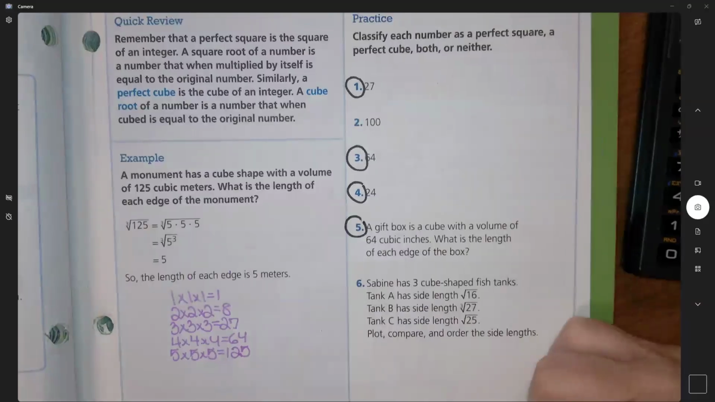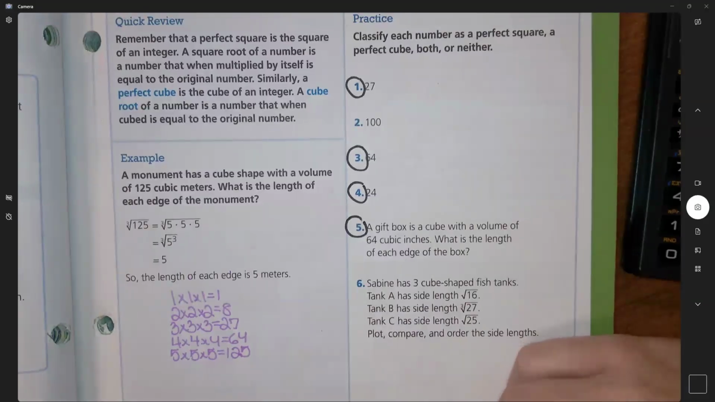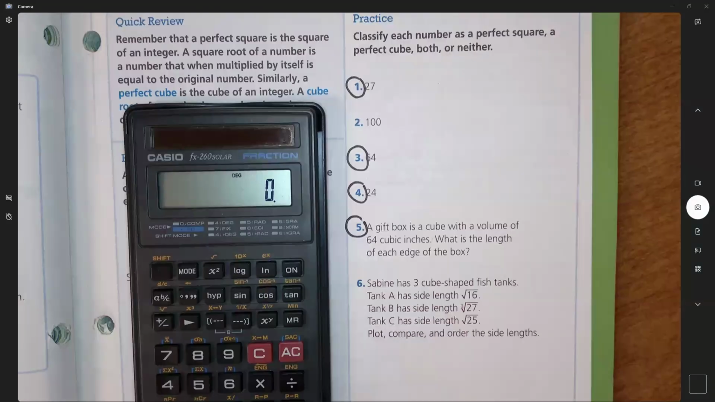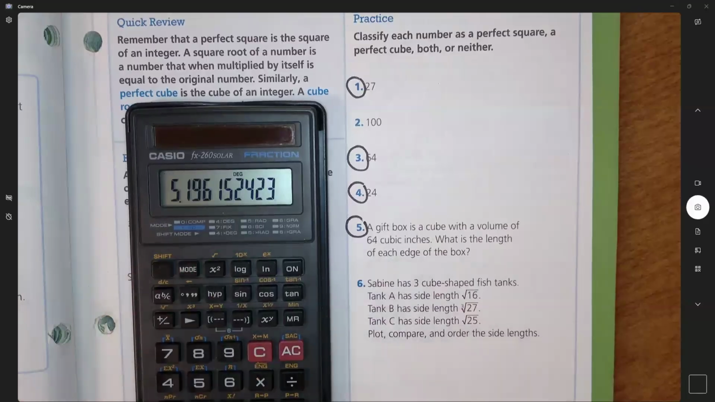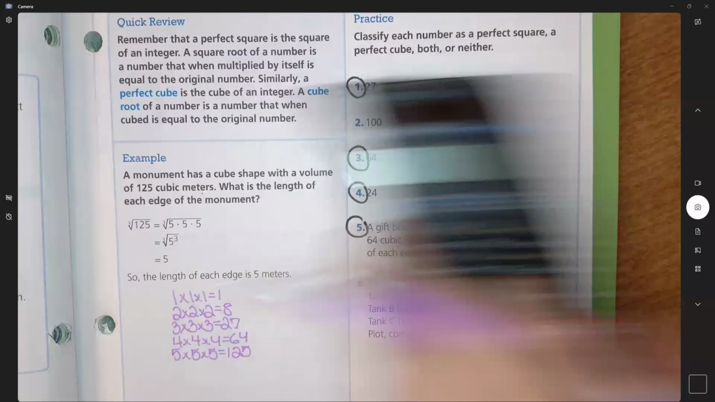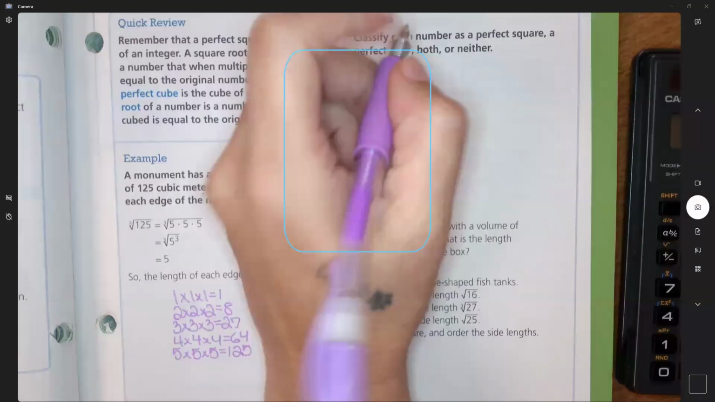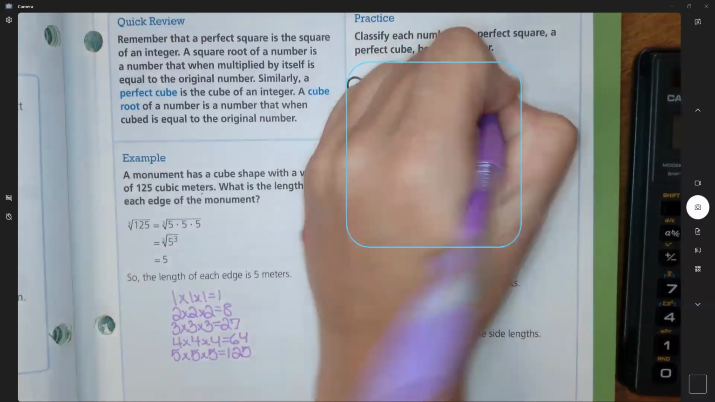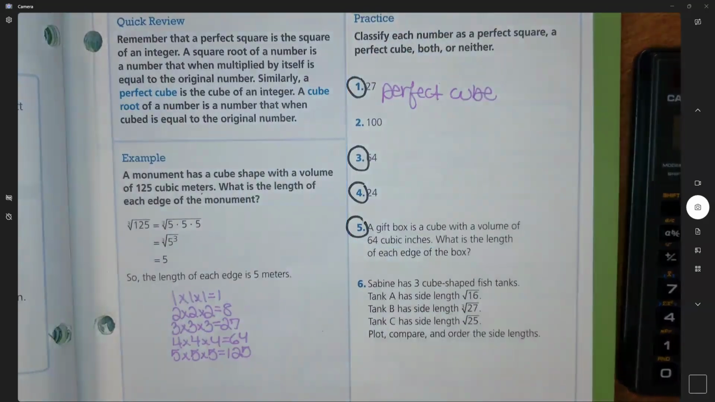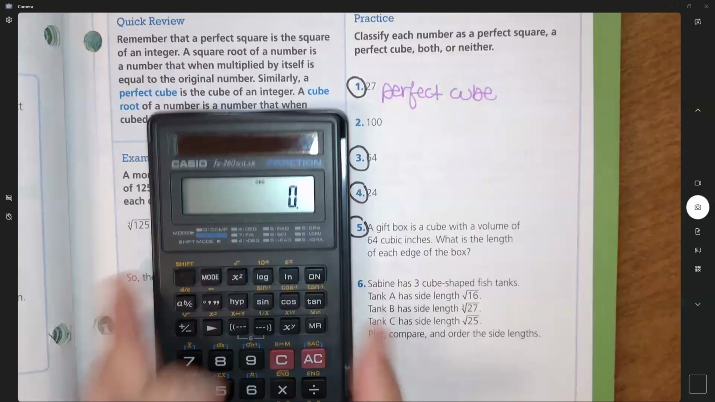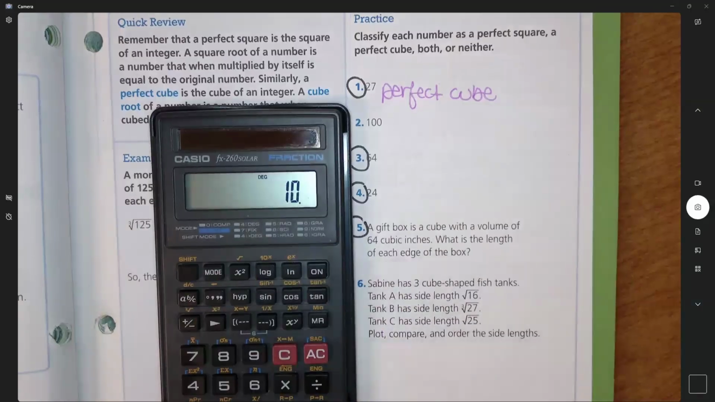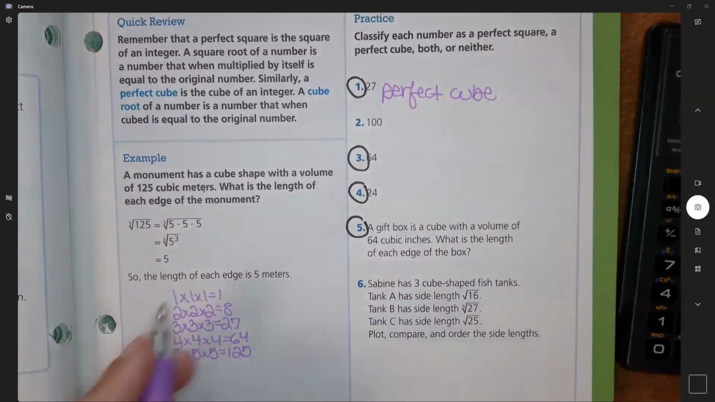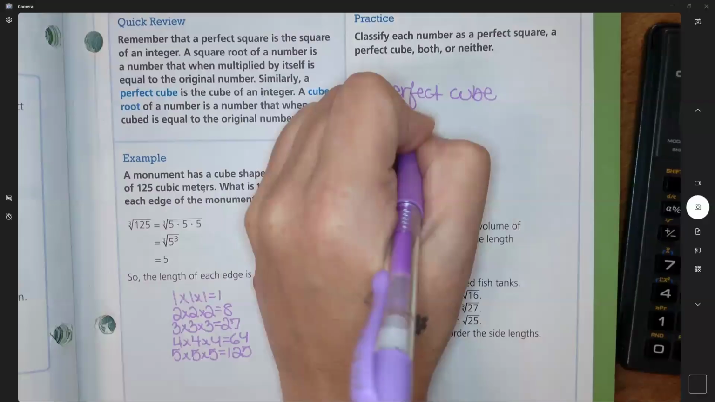So we need to know, is it a perfect square, a perfect cube, both or neither? So we have 27. Let's check our calculator. Let's see if it's a perfect square, although we should know it's not. Ew, gross, no. But it's on our perfect cube chart, so we know this one is a perfect cube. And then it can't be both or neither. What about 100? Well, you should know it's a perfect square, but if not, that's okay. It is a perfect square. Is it on our perfect cube chart? Nope. So it's only a perfect square.